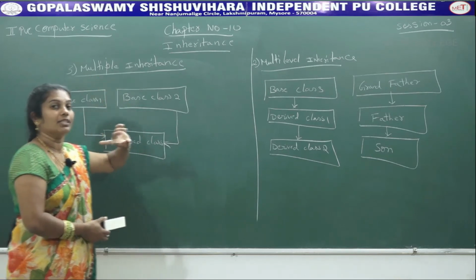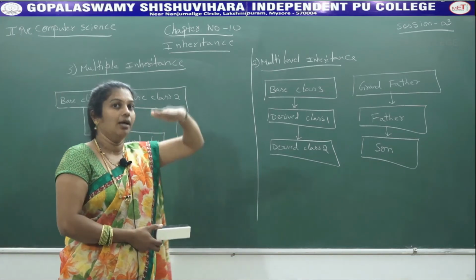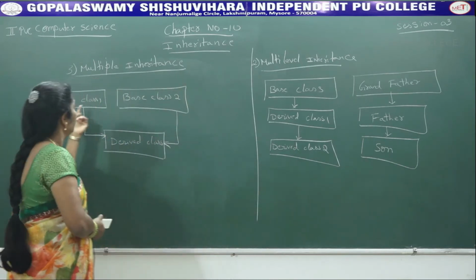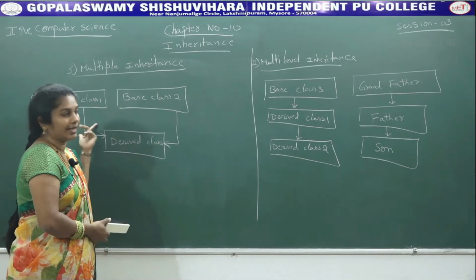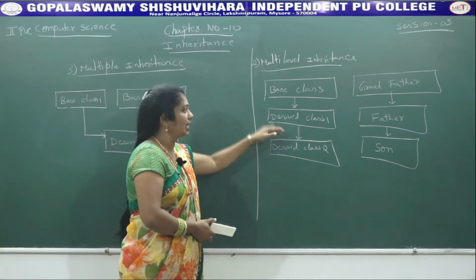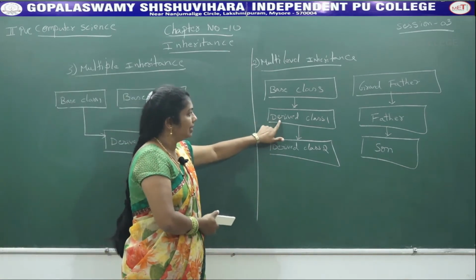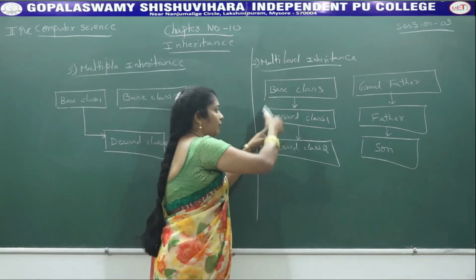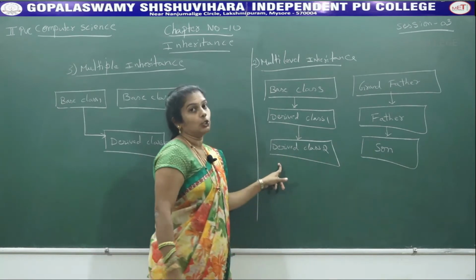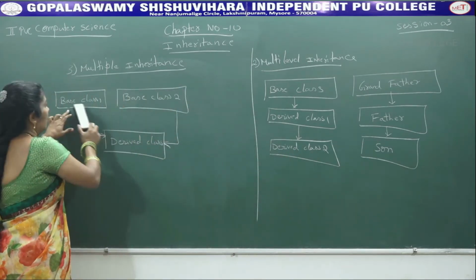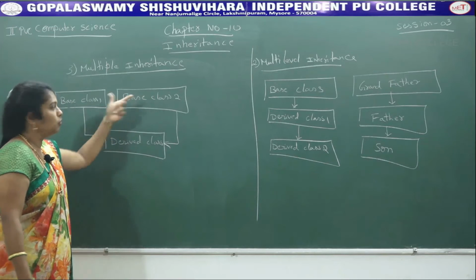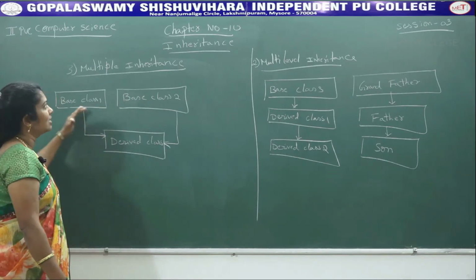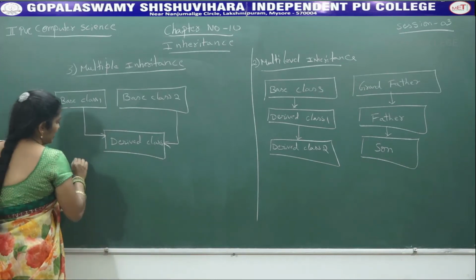Multiple means more than one. In multi-level, it is more level-wise, whereas multiple means more than one base class. Here also there is more than one base class, but in multi-level we have a base class, then a derived class, and then the properties are transferred to derived class 2. Here in multiple, we have base class 1 and base class 2. From these two base classes, we get one more derived class. This is multiple inheritance.